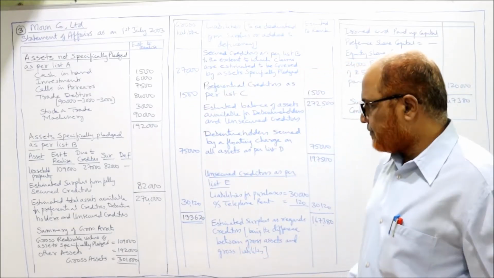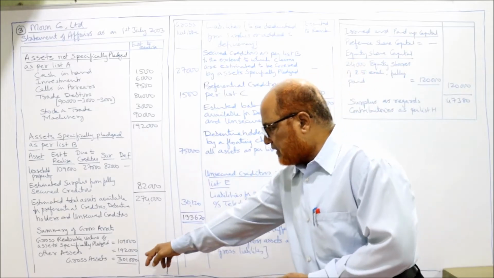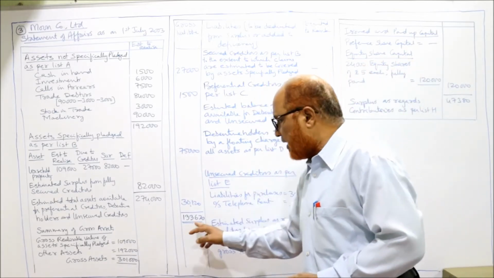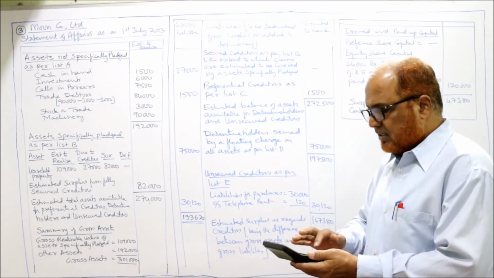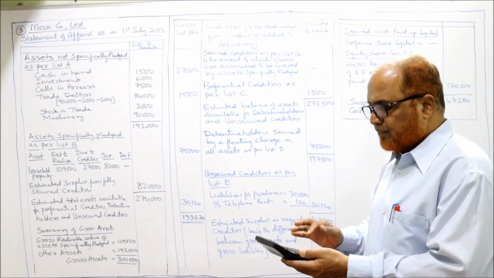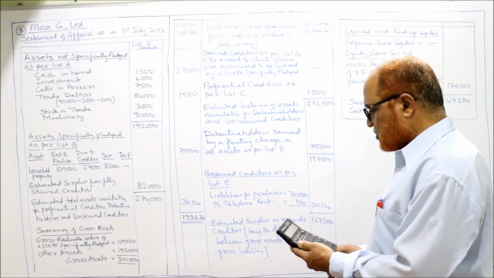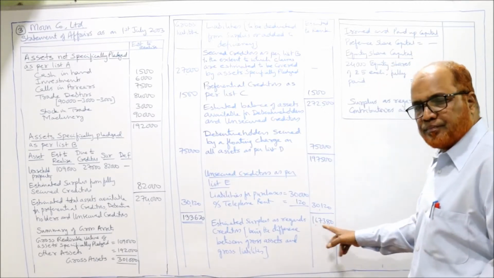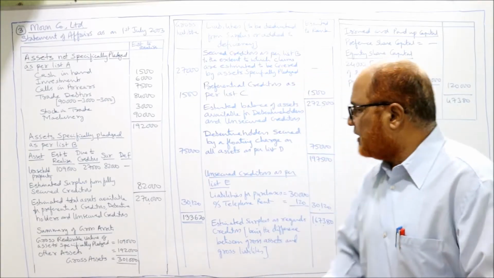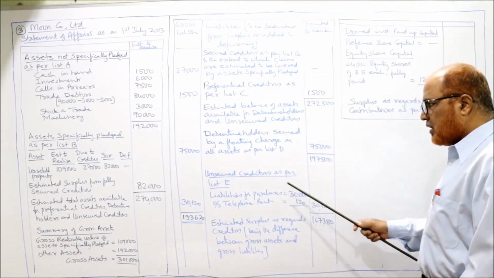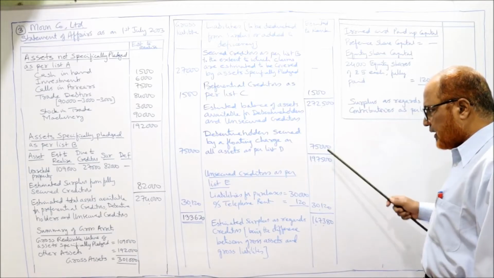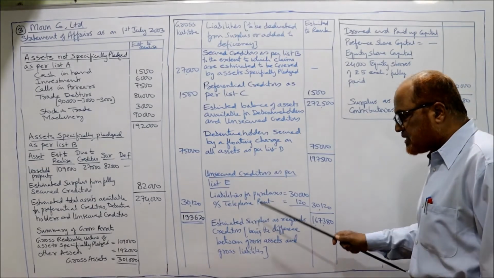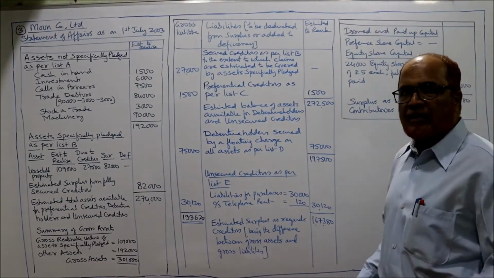Now subtract. 3,01,000 are the gross assets. 3,01,000 gross assets minus gross liability 1,33,620. We are getting 1,67,380. So after deducting this unsecured creditors 30,120, we are getting a balance of 1,67,380. This is the estimated surplus, positive value.